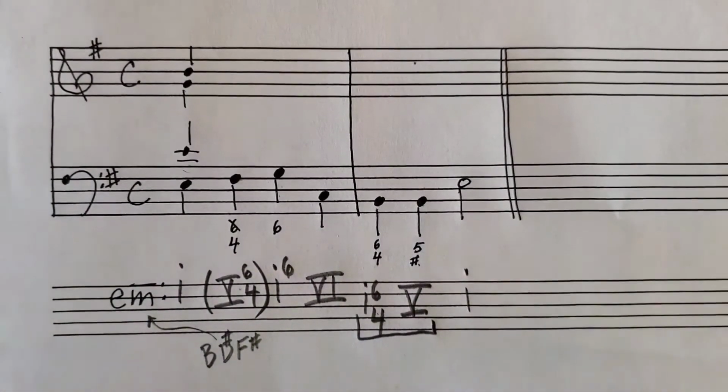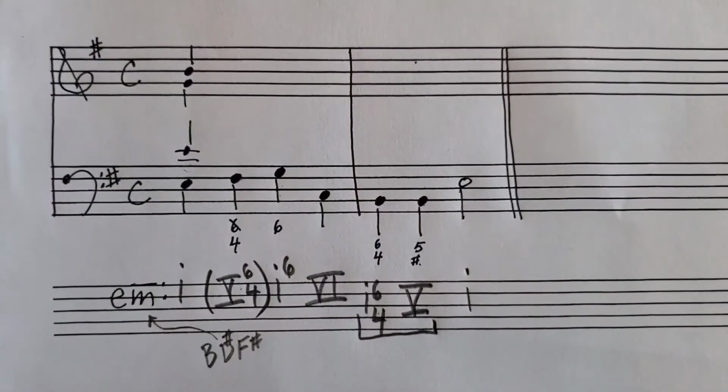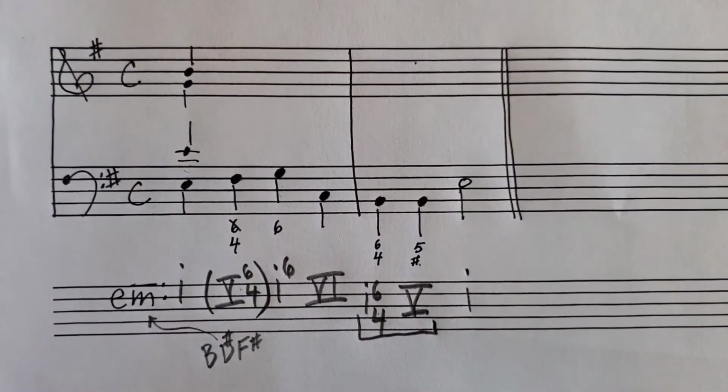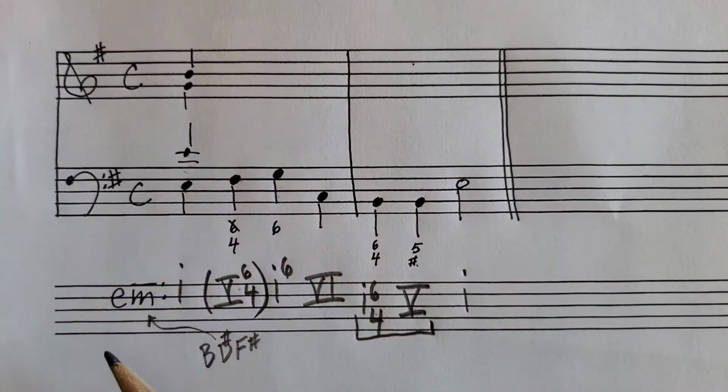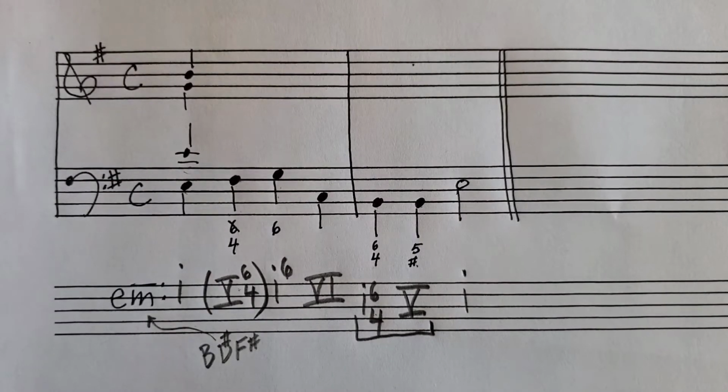Now the characteristic voice leading for the passing 6/4 chord involves a voice exchange with the bass. So if the bass is going E, F sharp, G, one of the upper parts will do the opposite of that and go G, F sharp, E. They'll basically swap positions. That's known as a voice exchange.